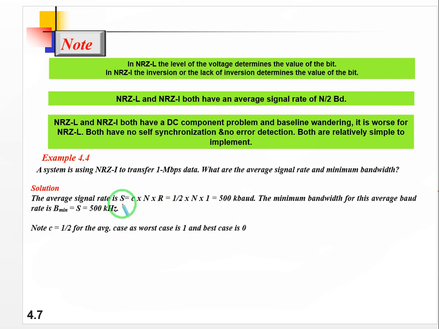The signal element is based on bandwidth, based on your bit. Starting from the first bit to the last bit, we can consider it as bandwidth as well. So the bandwidth is also 500 kilohertz. One thing to keep in mind: baud is the unit of signal rate, and the unit of bandwidth is hertz. If you remember, in chapter 3 we found the bandwidth of a signal. So that's a simple example.